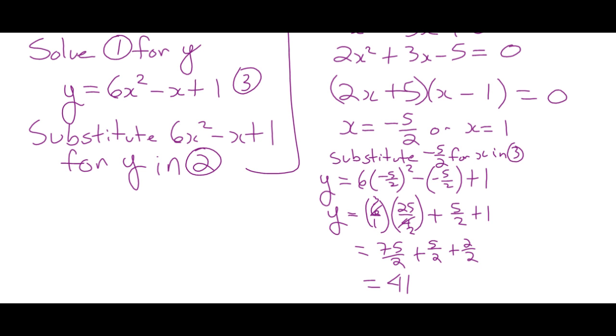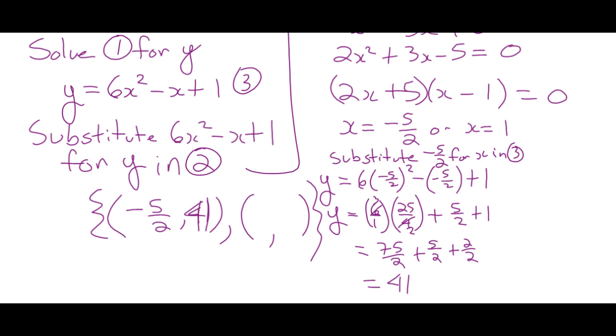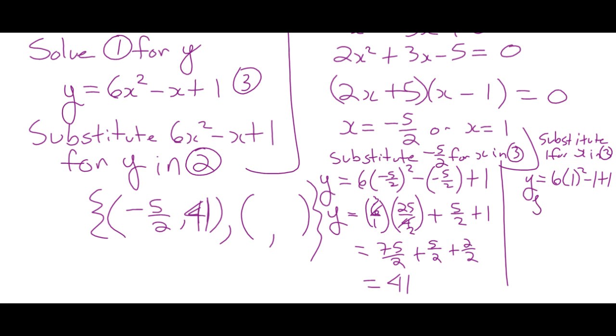Well, that's not so bad. Where are we going to put that? The solution set. So what do we got? Negative 5 over 2 and 41. Nice, 41. Okay, substitute. This one should work out nicer. 1 for x in 3. So y is equal to 6 times 1 squared minus 1 plus 1, which is 6. So we've got the point 1, 6.